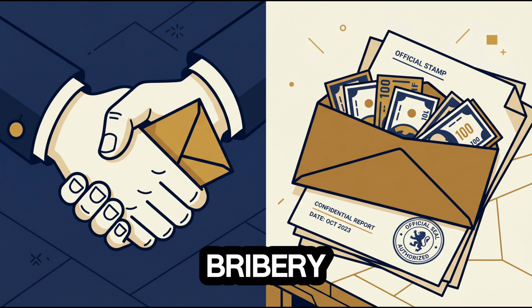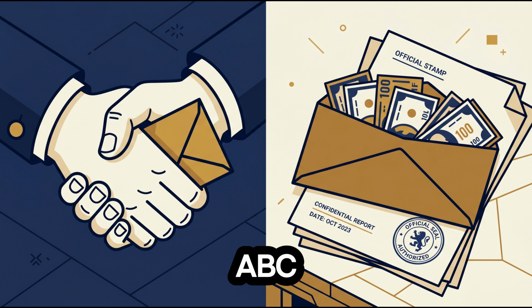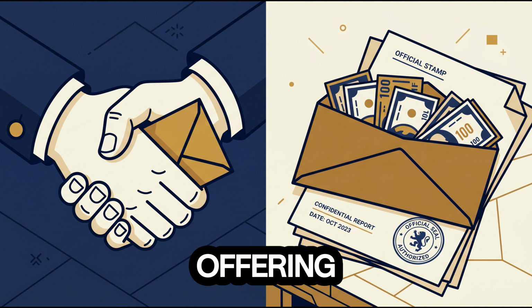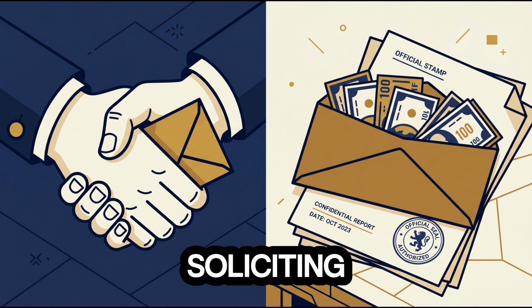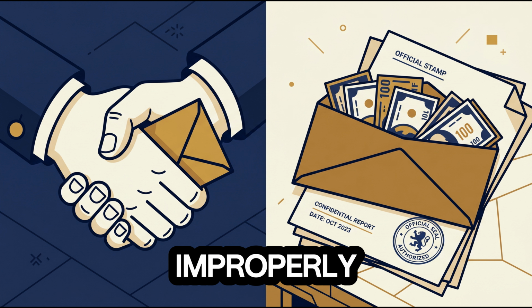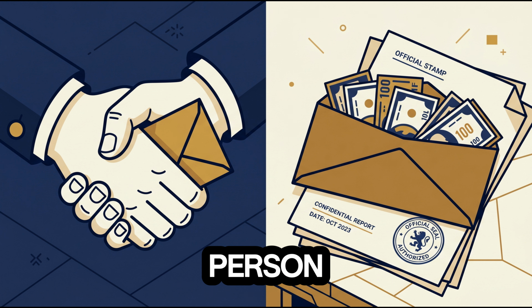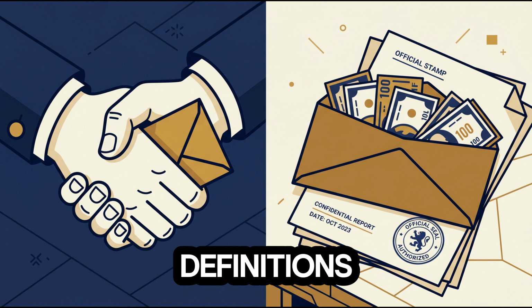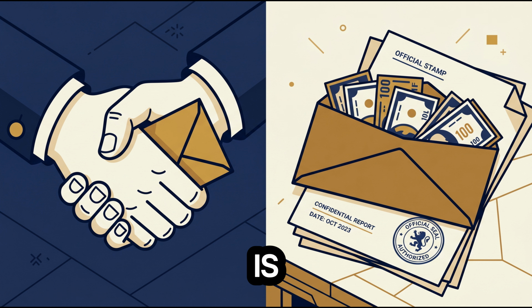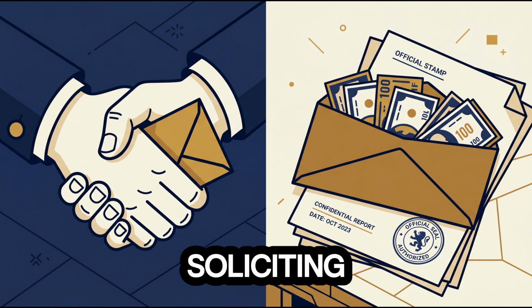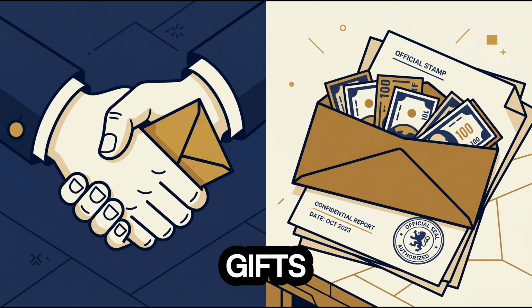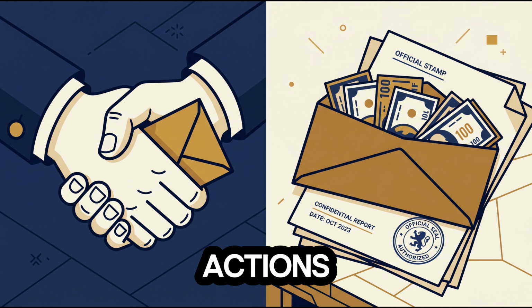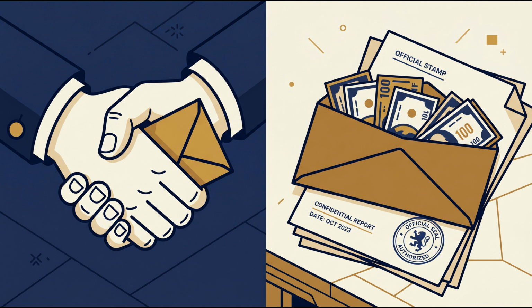What is anti-bribery and corruption, ABC? It is a measure to prevent the offering, giving, receiving, or soliciting of something of value to improperly influence the actions of a person in a position of trust or authority. Key definitions. Bribery is the offering, giving, receiving, or soliciting of something of value, money, gifts, favors, to influence the actions of an official or person in a position of trust. Can be active offering or passive receiving.